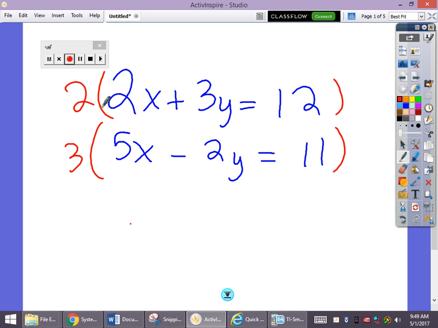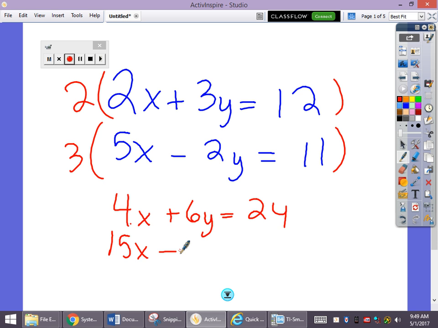I am now going to distribute. So 4x plus 6y equals 24. 15x minus 6y equals 33. Now what magically happens? The y's cancel because a positive 6 and a negative 6 make 0. I could have also done multiply by 5 up here, multiply by 2, and make the bottom row negative so that it would cancel. Are we good?